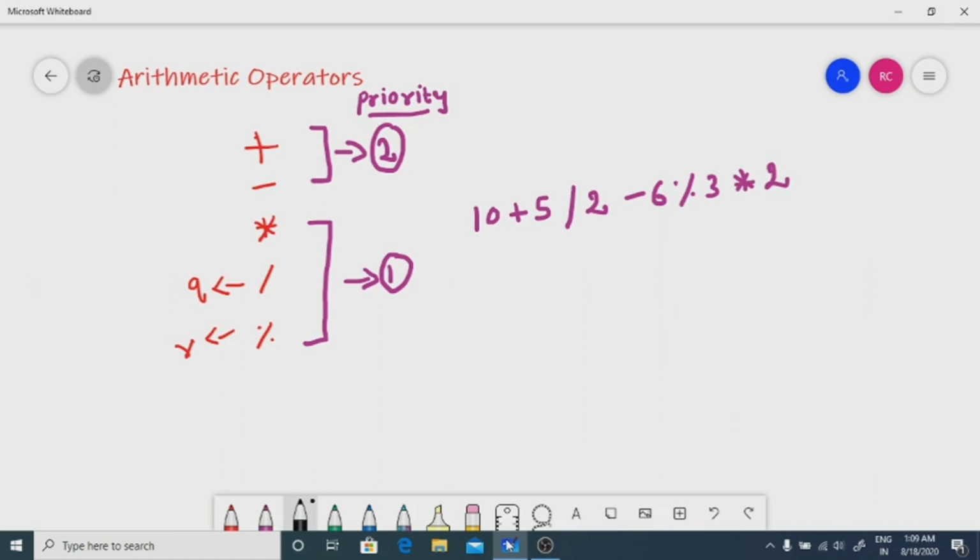So the associativity of arithmetic operators is left to right. Associativity means order of evaluation. So we need to start from left to right, but we should not perform plus here. First we should perform 5 divided by 2.